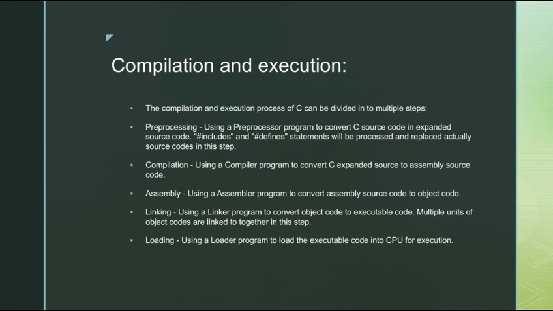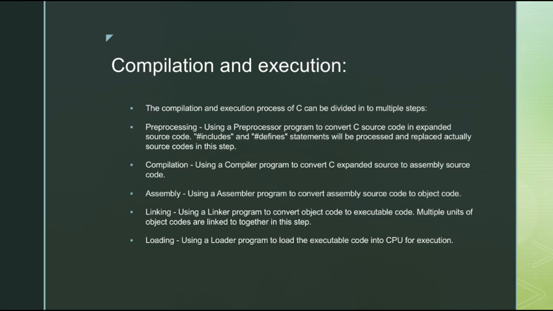Pre-processing. Using a preprocessor program to convert C source code into expanded source code. Hash includes and hash define statements will be processed and replaced with actual source code in this step. Compilation. Using a compiler program to convert C expanded source to assembly source code. Assembly. Using an assembler program to convert assembly source code to object code.